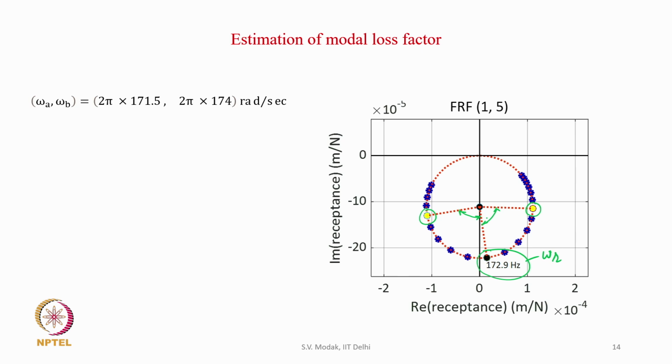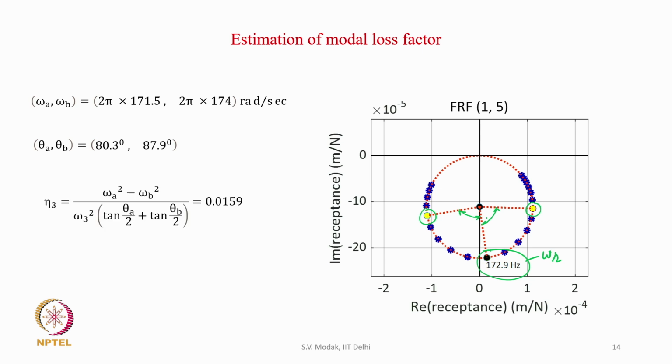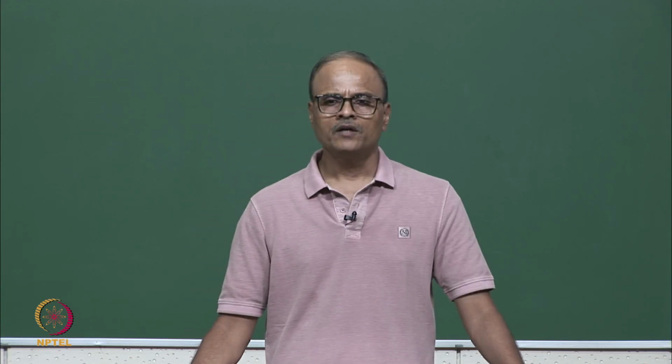And these are the frequencies 171.5 hertz and 174 hertz, these are the frequency points omega a and omega b, and then we find these angles theta A and theta B which are subtended at the center, and then we find the value of the modal loss factor, which is found to be 0.0159. Now we find the modal constant.